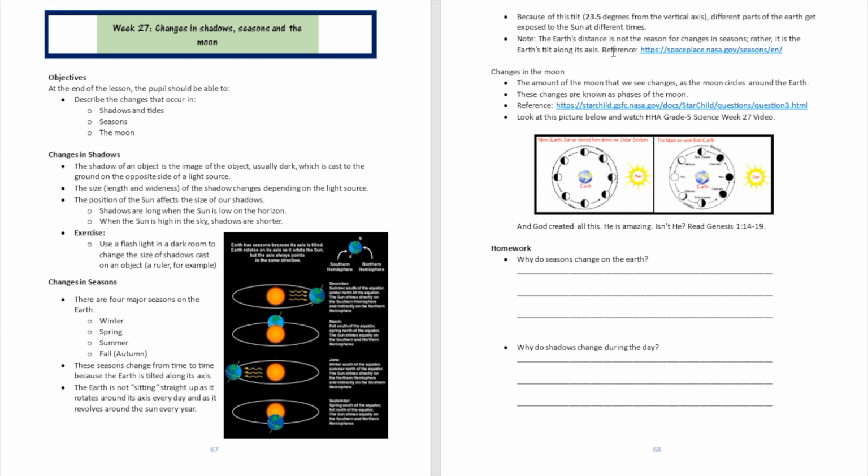Now, the Earth's distance is not the reason for the changes in the seasons. Rather, it is the Earth's tilt along its own axis. So, I stand to be corrected when I say that it's the distance of the sun from the Earth that causes changes in seasons, but some scientists have actually challenged that paradigm to say that no, it is the tilt that affects the seasons and how the seasons actually change. So what's the meaning of that?